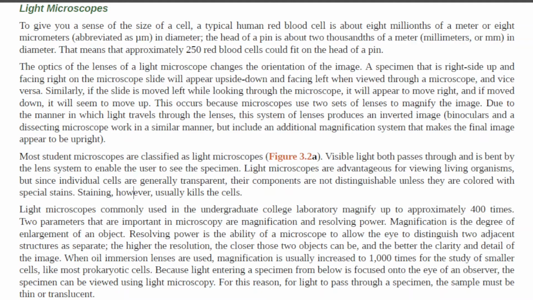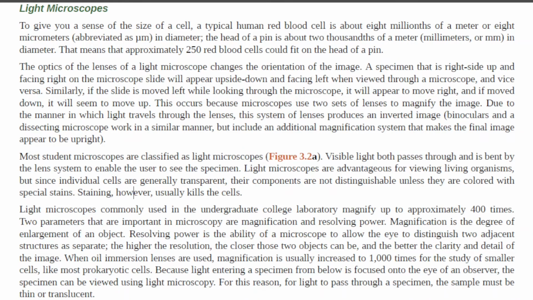The optics of the lenses of a light microscope changes the orientation of the image. A specimen that is right side up and facing right on the microscope slide will appear upside down and facing left when viewed through a microscope, and vice versa. Similarly, if the slide is moved left while looking through the microscope, it will appear to move right, and if moved down, it will seem to move up.